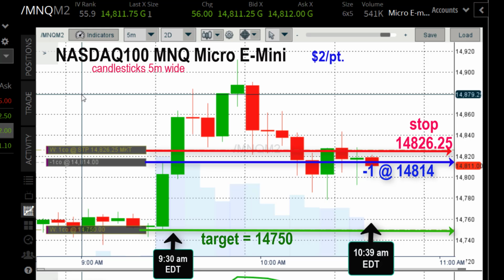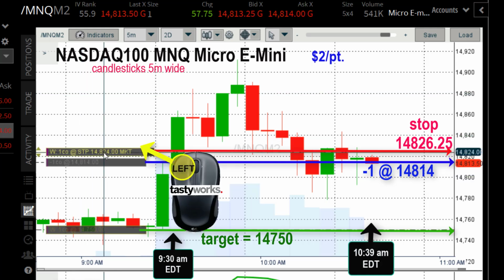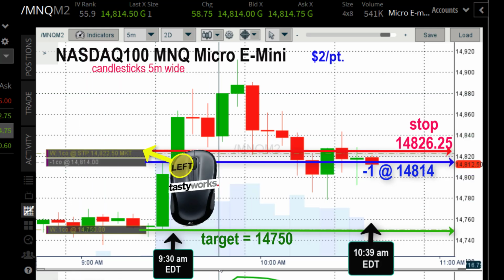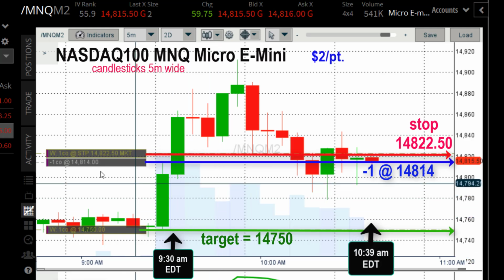Not a good sign. One of the things I keep my eyes on over in the right margin there is that trading price, 14,811 now. It went from 14,817 to 11 in a half a second. So that's a $14 swing in a half a second. So that's pretty volatile. 14,816 right now.